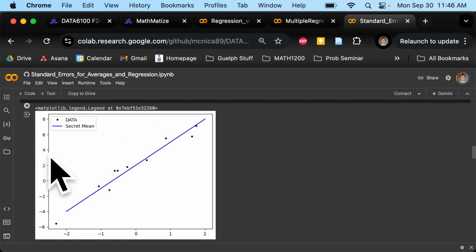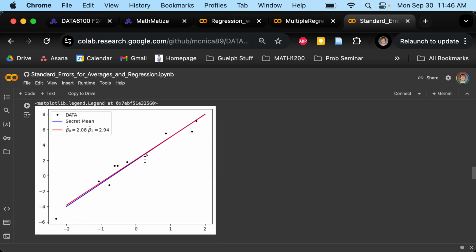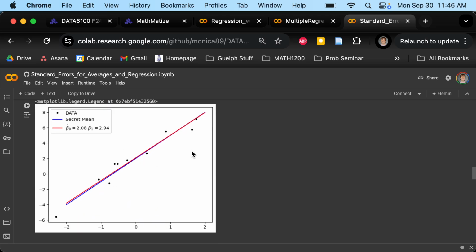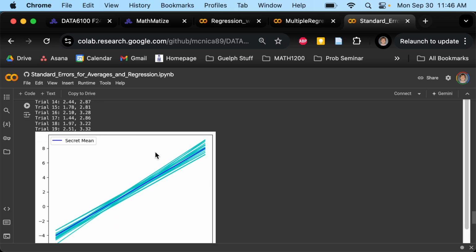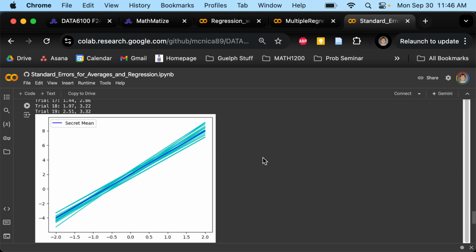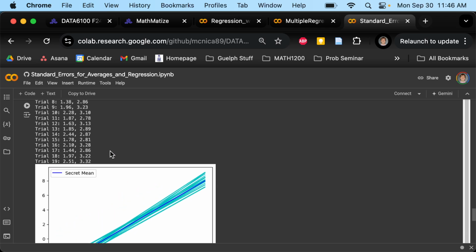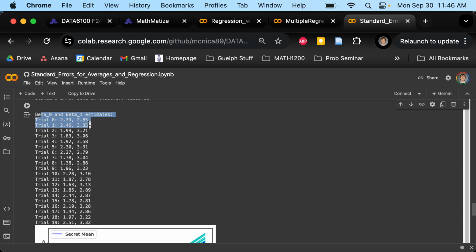I generated the data over and over again, and I got a bunch of betas. So here's one example, right? The true thing is the blue. Here's the one I estimated with those data points, the red. But you can run it over and over again. I think I did it 20 times, trial 0 to 20. Here are the values I got for beta 0 and beta 1 with a new data set every time.